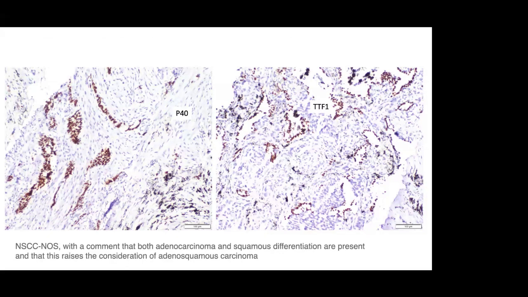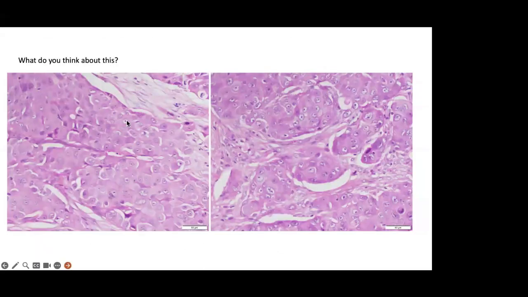But if one sees P40 and TTF1 in different populations of tumor cells, then you can suggest a possibility of adenosquamous carcinoma. This is another tumor where the tumor cells look very, very pink. They have some squamoid appearance. They have clear-cut margins in between the tumor cells, and dense cytoplasm.